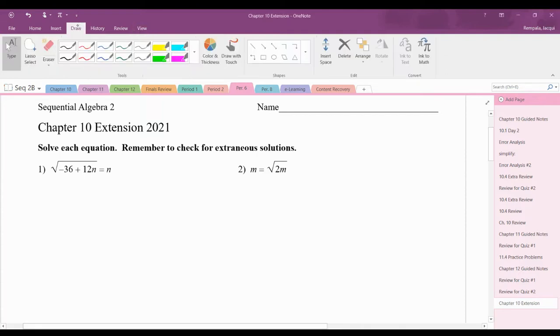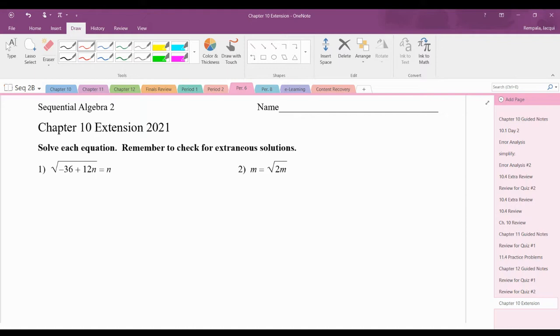So let's take a look at this first example here. So follow along. We're going to do the first two problems together on the paper, and then I'm going to have you try the last four problems by yourself. So this first equation says we've got the square root of negative 36 plus 12n, and that equals n.